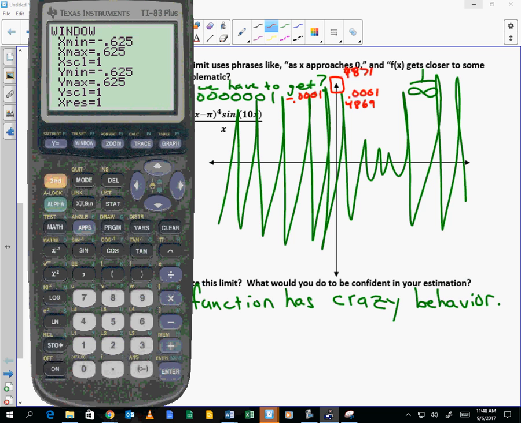X minimum of negative 0.0001 and an X maximum of 0.0001, okay? And then a Y minimum of 4,869 and a Y maximum of 4,871. We'll see if this contains the part of the graph so we can be confident.